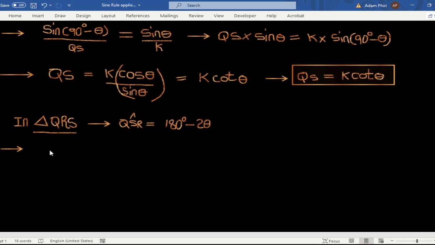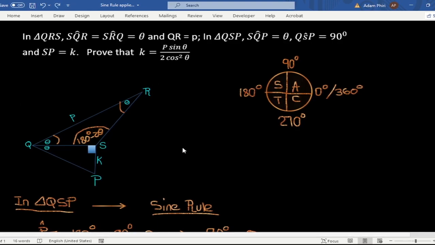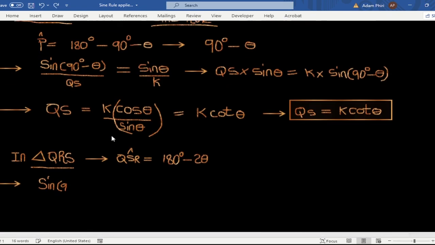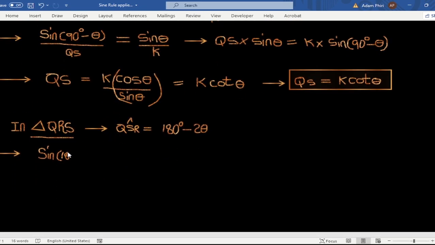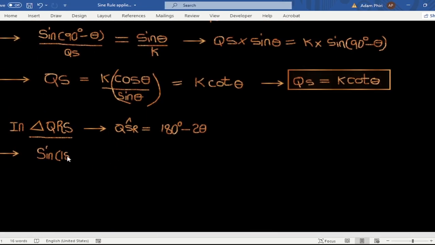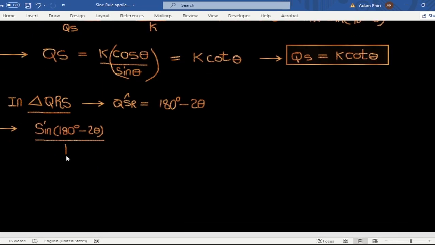So again, using the sine rule, that would be sine theta over QS and sine of 180 degrees minus 2 theta over P.